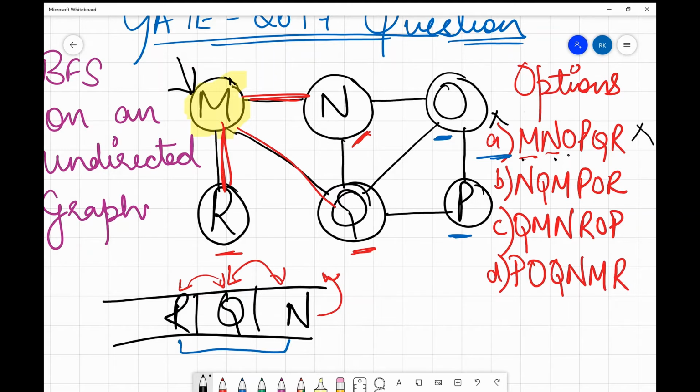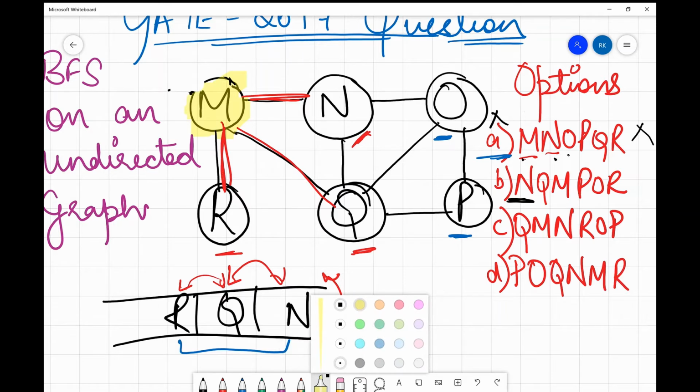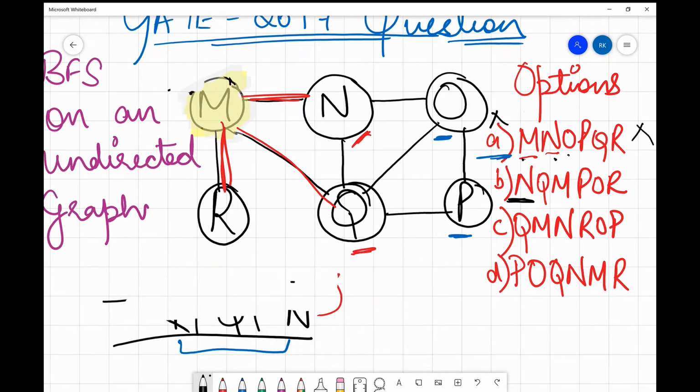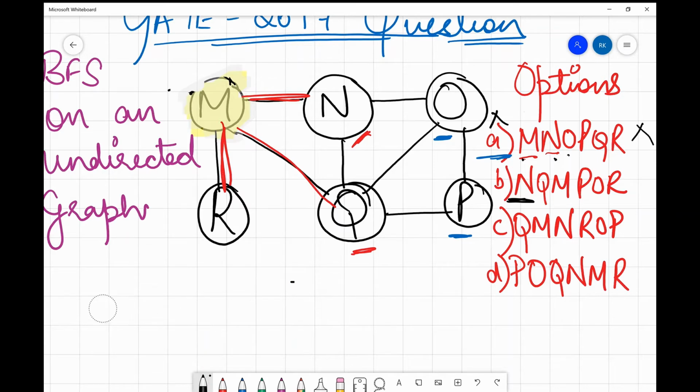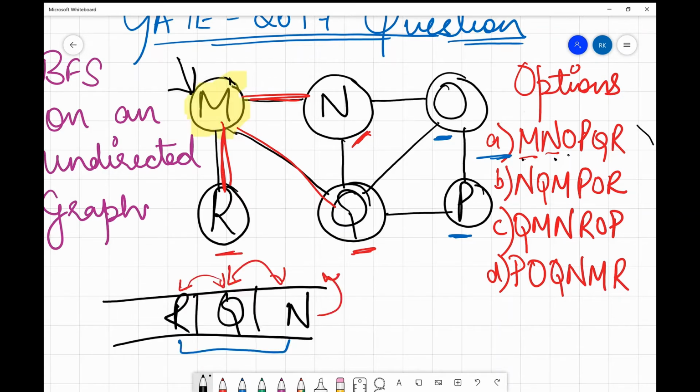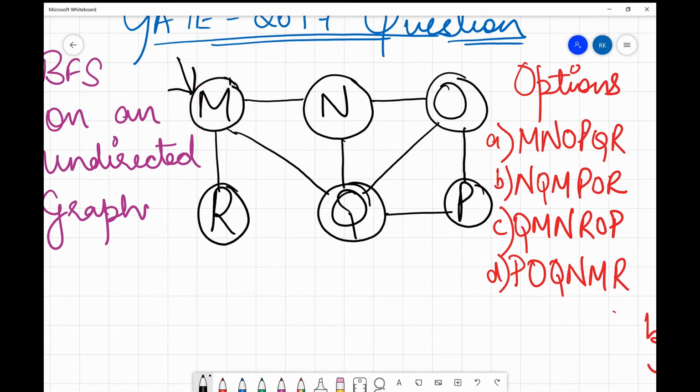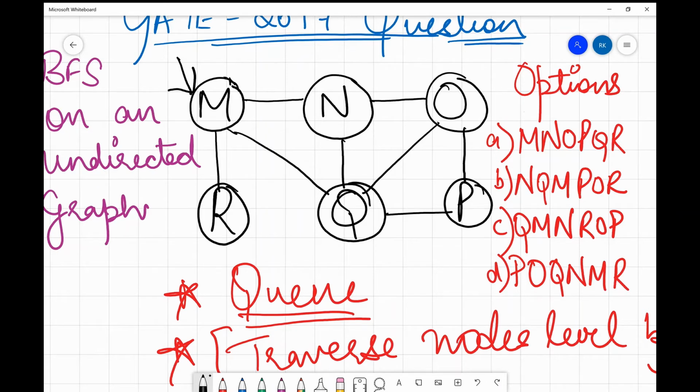Next, again, we'll start with N as the starting vertex. Let's mark it unprocessed. Now we start with N as my starting vertex.